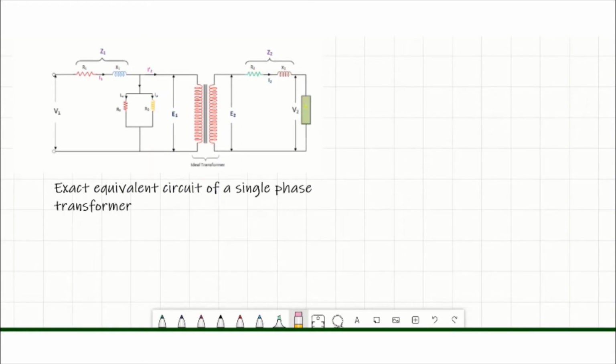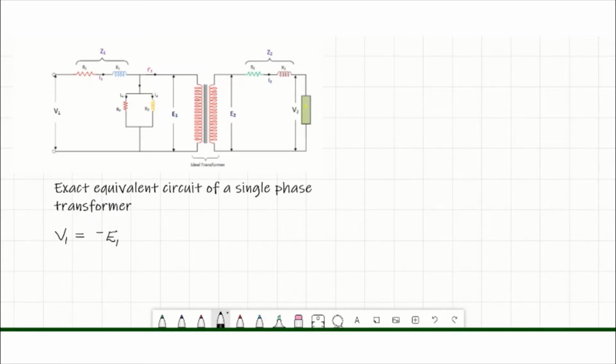This figure shows the equivalent circuit of a single phase transformer. And from the diagram, it is clear that induced EMF in the primary side is E1, which will be in direct opposition with applied voltage V1. Hence, we can write that V1 is equal to minus E1. The negative sign is for representing E1 is in direct opposition with V1.